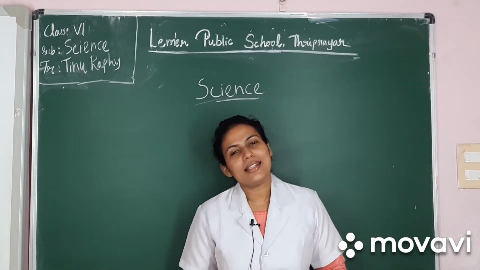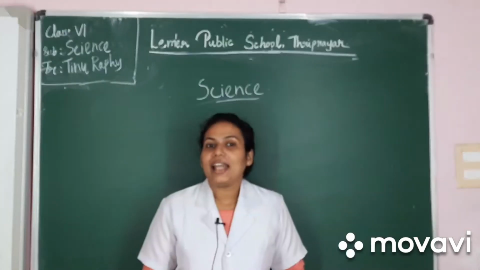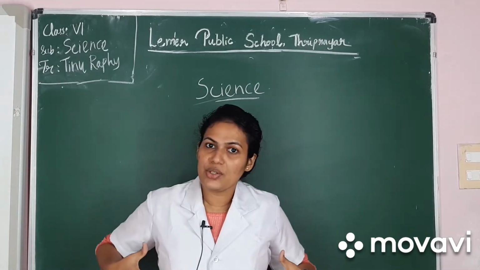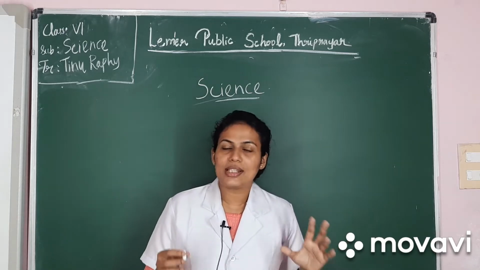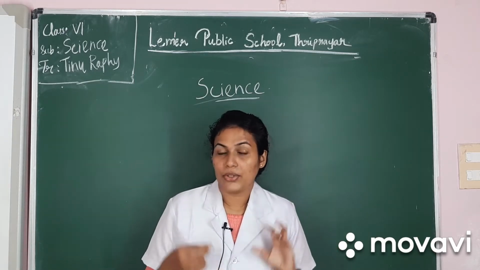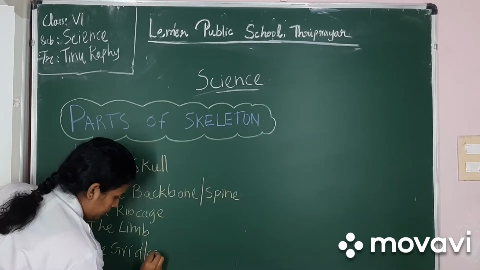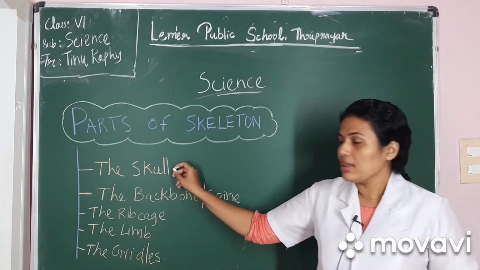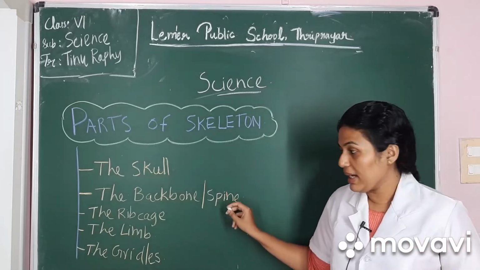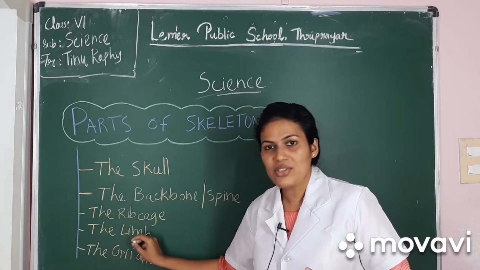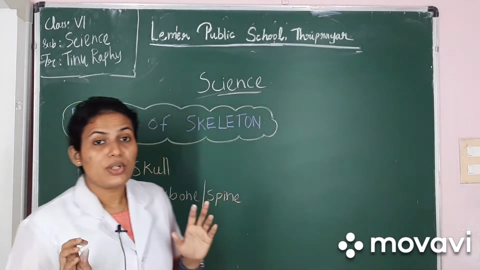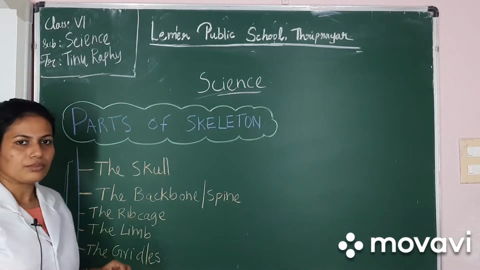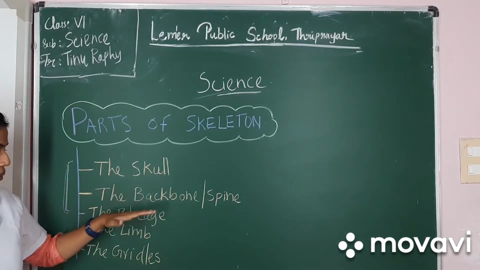Teacher told that skeletal system is divided into 5 parts, and they are skull region, backbone or spine, the rib cage, the limbs and the girdles. So these are the 5 regions of the human skeletal system. In today's class we are going to learn about 3 of these skeletal parts. They are the skull, the backbone and the rib cage.